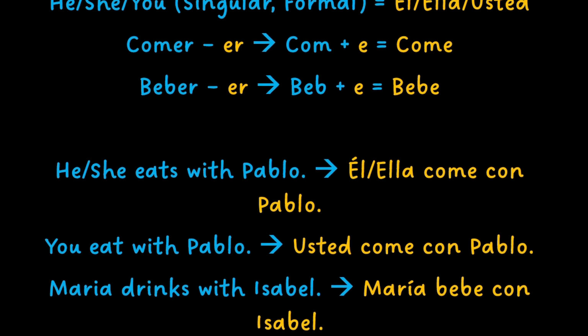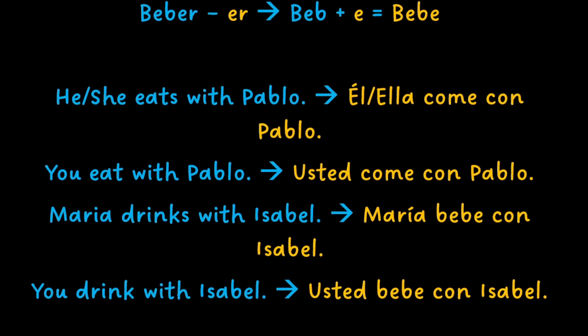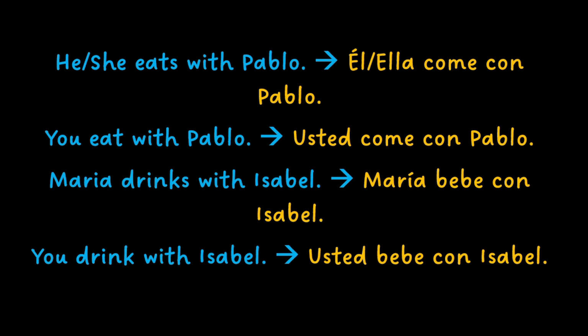Because these are conjugated the same way, I'll include pronouns in some of these sentences, just to clarify who's doing the action. He or she eats with Pablo is él or ella come con Pablo. You eat with Pablo is usted come con Pablo. Maria drinks with Isabel is Maria bebe con Isabel. And you drink with Isabel is usted bebe con Isabel.